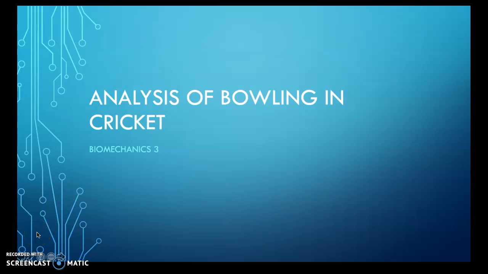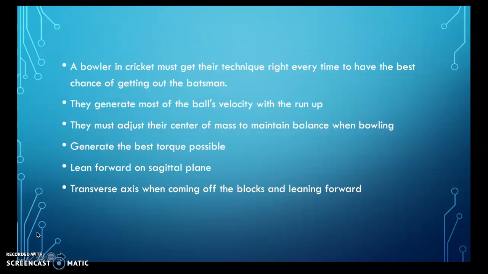So for this assignment, I'll be analysing bowling in cricket. A bowler in cricket must get their technique right every time to have the best chance of getting out the batsman. They must generate as much velocity as possible with the run-up. They adjust their centre of mass to maintain balance when bowling. They have to generate the best torque possible and lean forward on the sagittal plane.